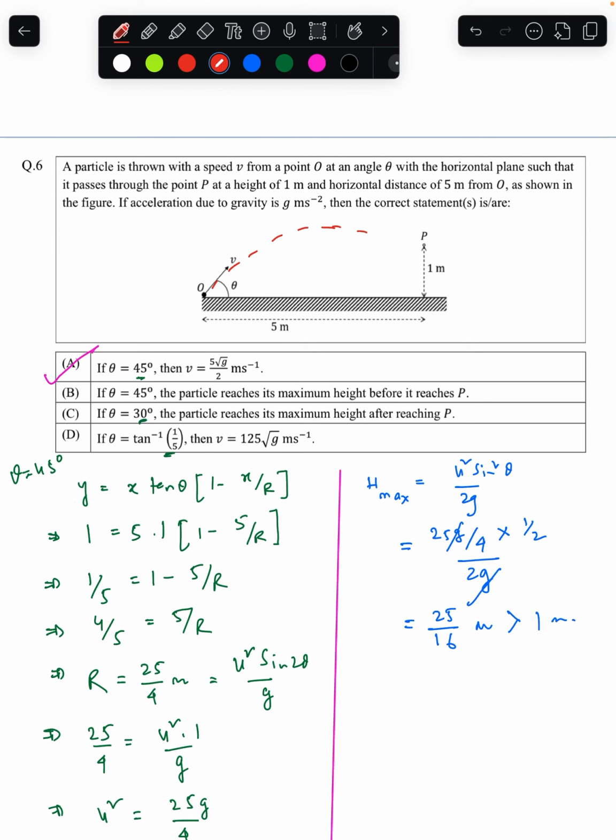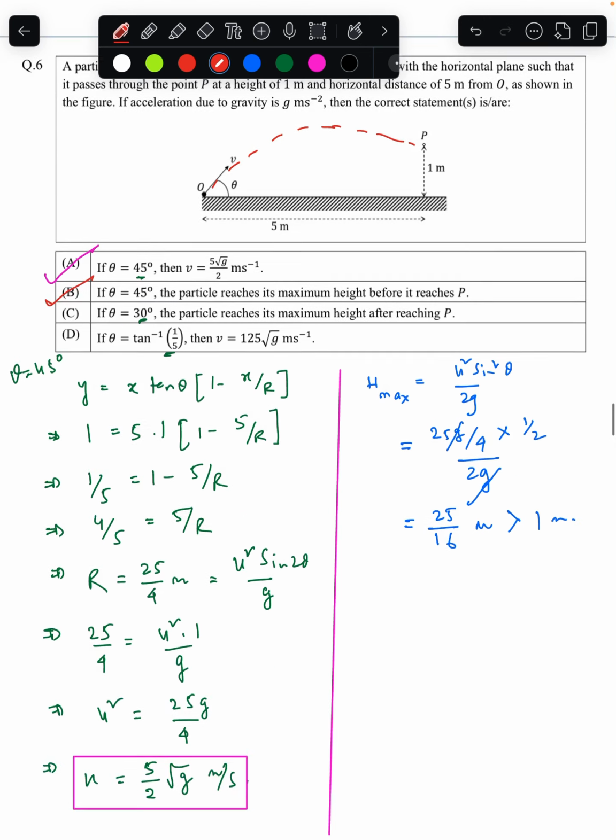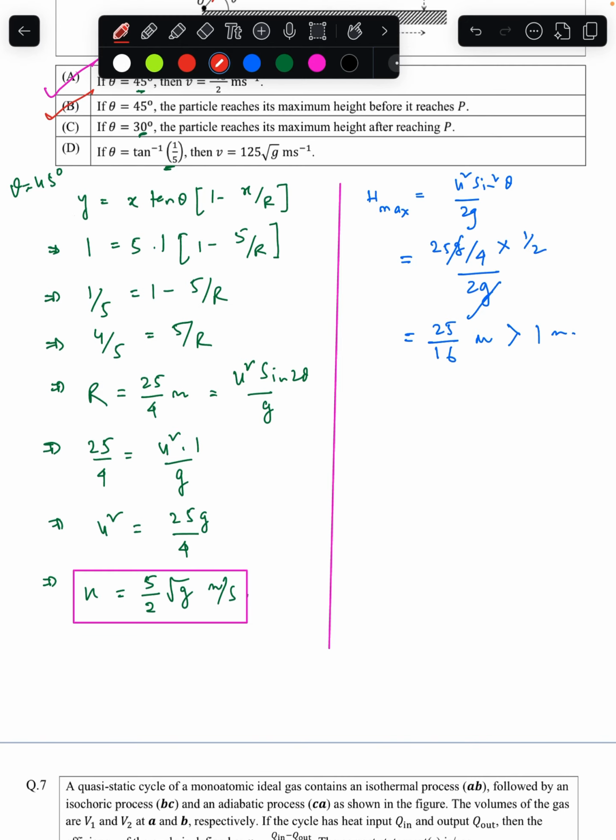If I draw the trajectory line, it will appear like this. So yes, option B is also correct. Let us go for option C now. Theta is equal to 30 degree, they are saying. So if theta is equal to 30 degree, the particle reaches maximum height after reaching point P. So for theta equal to 30 degree, I need to verify.